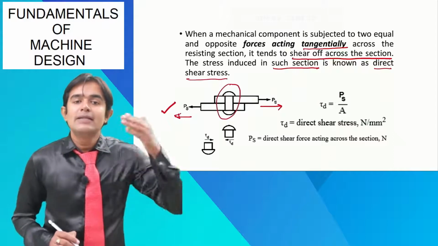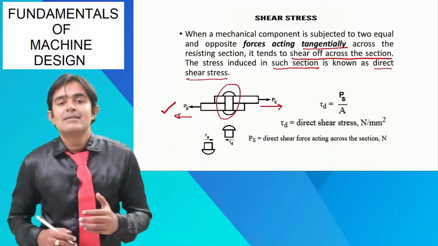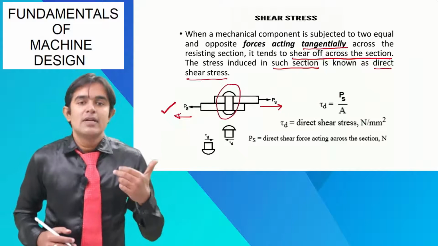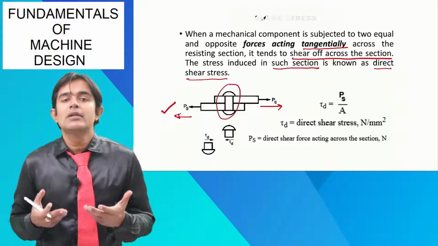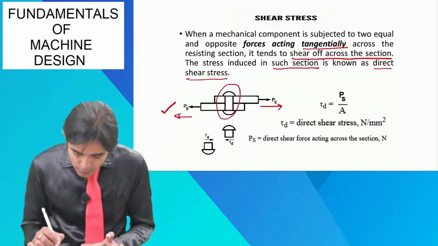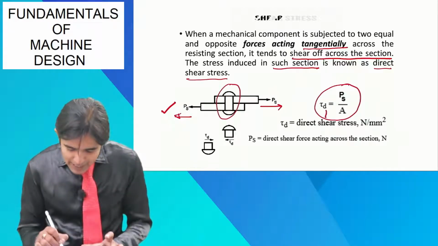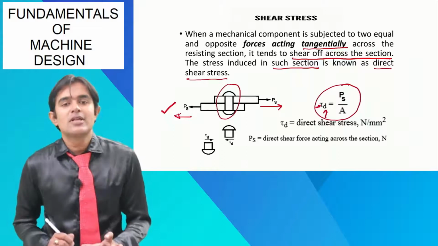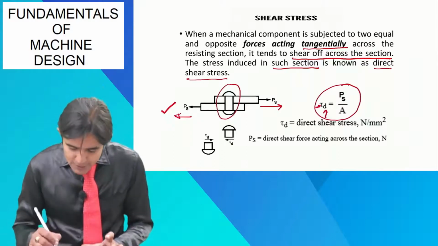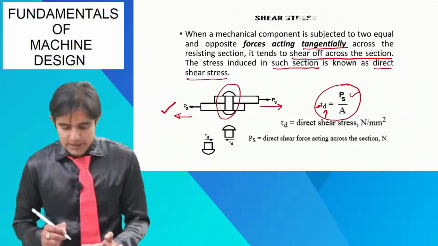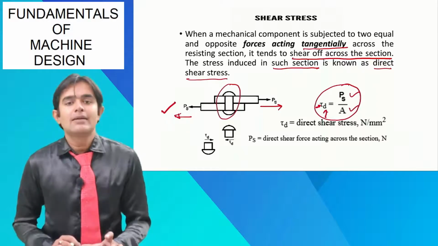We have already discussed in the previous slides what is tangential stress. Tangential stress is nothing but the shear stress. If I want to denote it mathematically, then D stands for direct and tau stands for shear stress. So direct shear stress is shear force, that is PS, upon area, that is A.